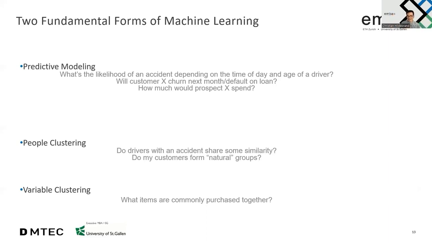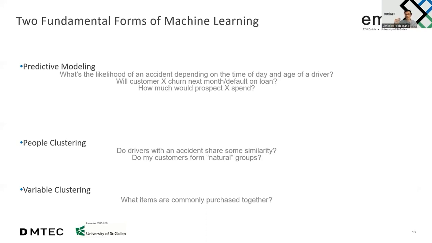And in other cases, and that's what we're looking at here in the below part, people clustering or variable clustering. For example, we want to understand, do drivers with an accident share some similarities? Or do my customers form natural groups? What is the outcome that we want to predict? There is no outcome. We want to find similarities.